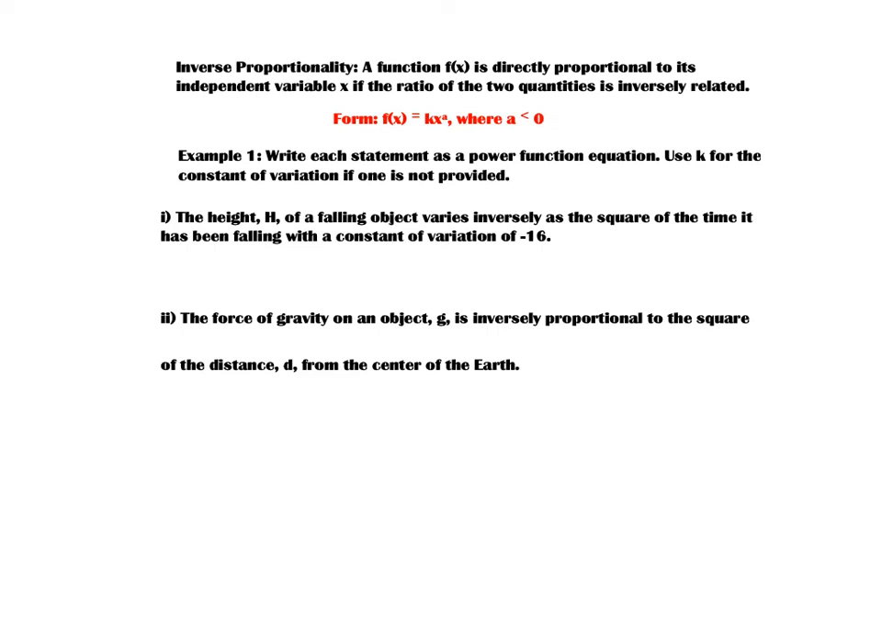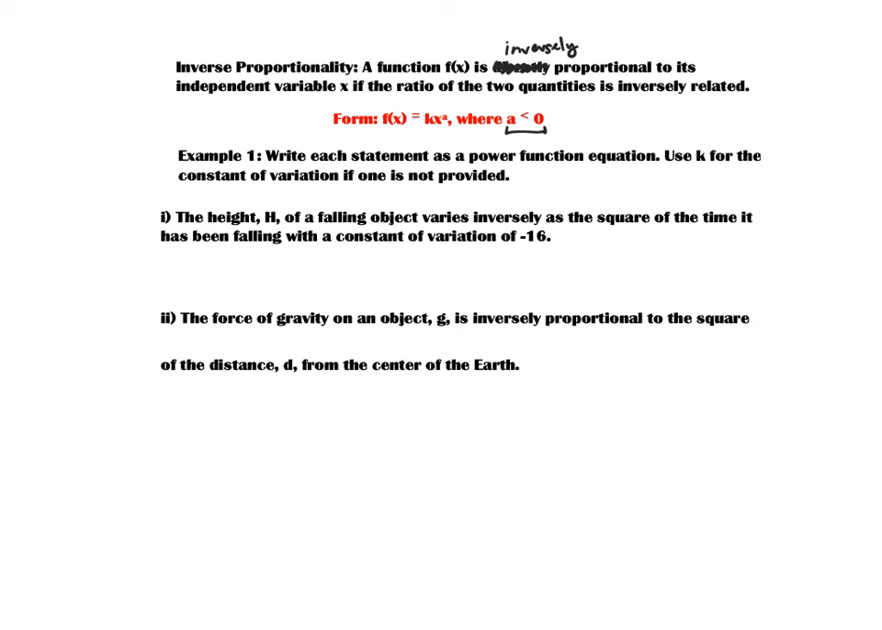Inverse proportionality. A function is inversely, that should say inversely, my bad on the notes there, proportional to its independent variable if the ratio of the two quantities is inversely related. Well, that was helpful. But what you're going to see is that a now is no longer a positive value. It's going to be a negative value. So let's write a statement. Each statement as a power function equation using k as we did before. So the height h of a falling object varies inversely as the square of the time it has been falling with a constant of variation of negative 16.